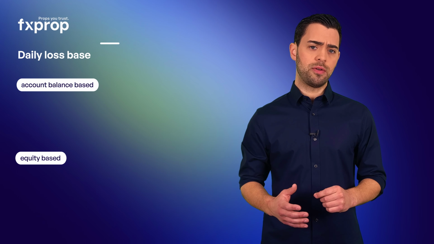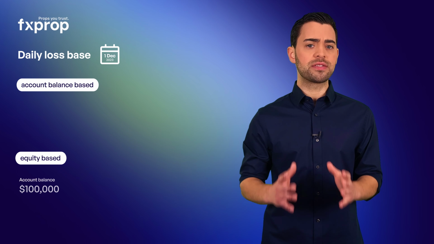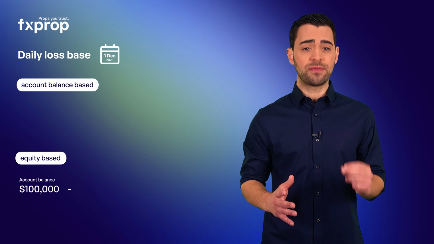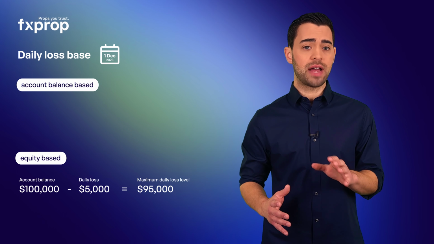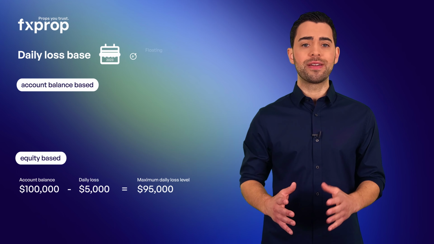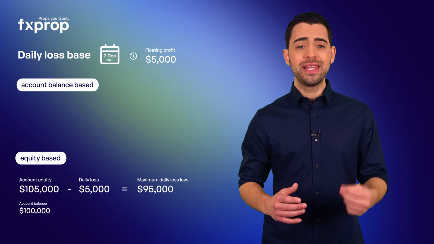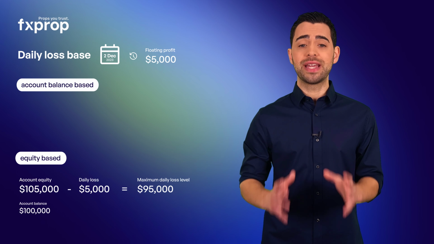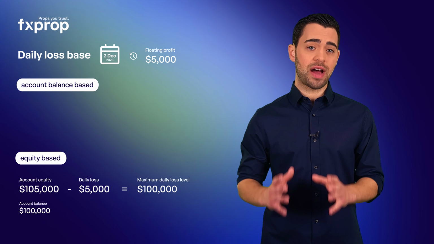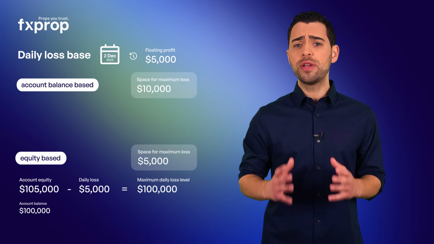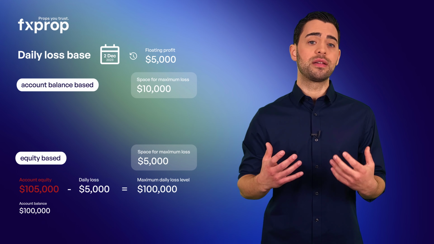Let's use a similar example. On December 1st, 2023, we start the challenge with an account of $100,000 and our daily loss value is $5,000, making our maximum daily loss level for the day 95,000. If our floating profit at the time of daily loss reset time is $5,000, it means that immediately after the reset time, our maximum daily loss level will be raised to $100,000 instead of 95,000. So, if our equity falls by $5,000 from the time of daily loss reset time, we exceed the limit.